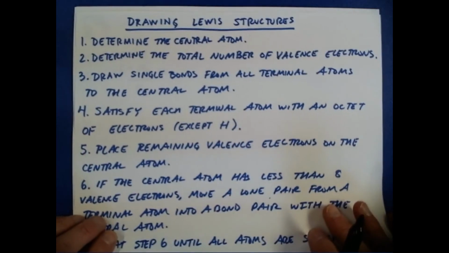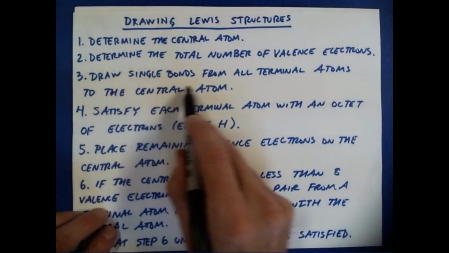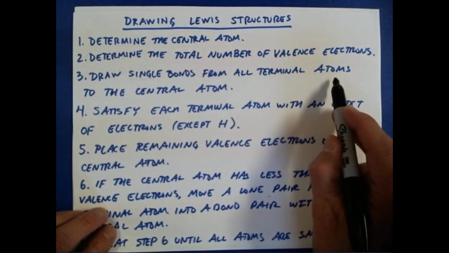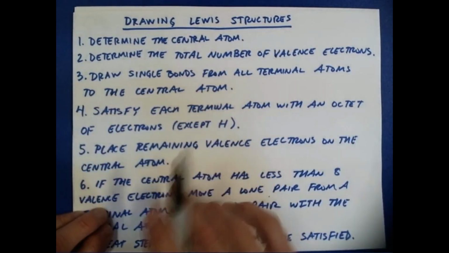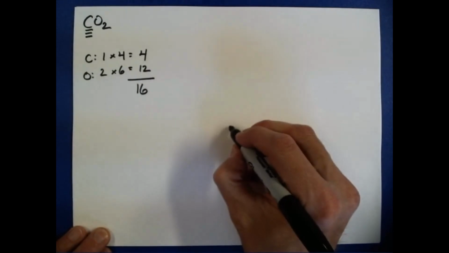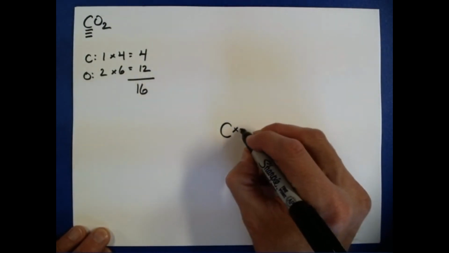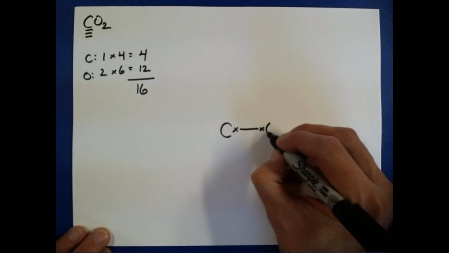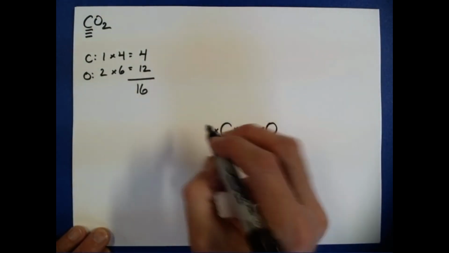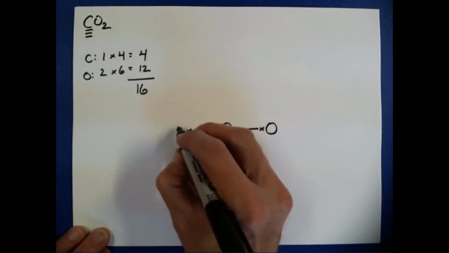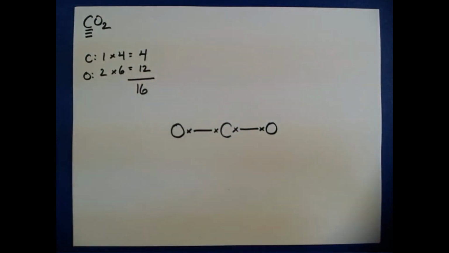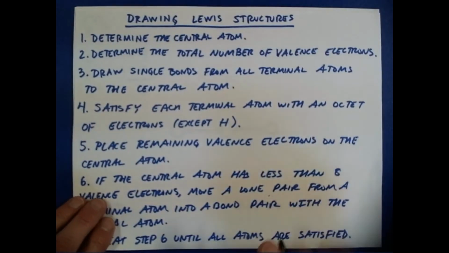Now let's move to the third step. We're going to draw single bonds from the terminal oxygen atoms to the central carbon atom. So I'm going to draw my central carbon atom, and I'm going to draw a single bond from this carbon to this oxygen, and a single bond from this carbon to this oxygen. All right, that's step 3.